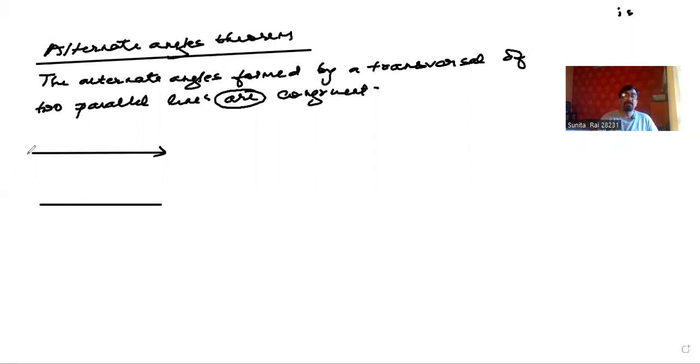These are two parallel lines. Can you see here? And the alternate angles formed by a transversal. Okay, you can see this is a transversal. These two lines are parallel lines, L and M, and these are the alternate angles. Got it? Can you see it? Line T is a transversal. So, alternate angles formed by a transversal of two parallel lines.